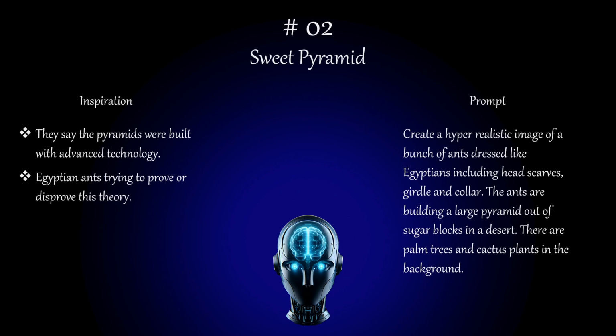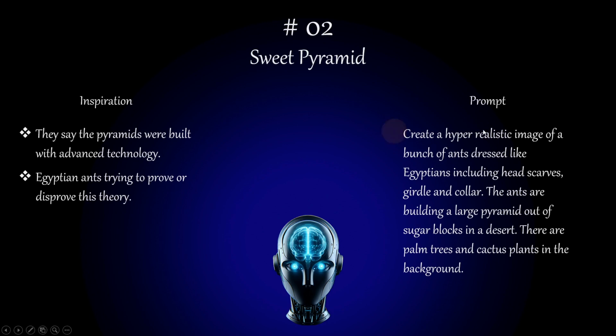Anyway, here is a very funny image of a bunch of Egyptian ants trying to prove or disprove this theory about how the pyramids were built. These ants are going to build a pyramid all by themselves, and the pyramid is going to be built by, guess what, sugar cubes. How funny is that? Let's read the prompt now.